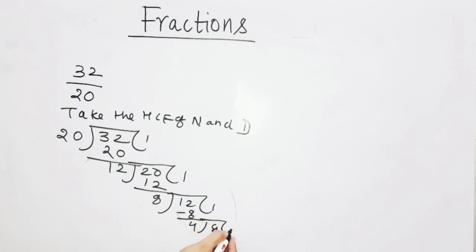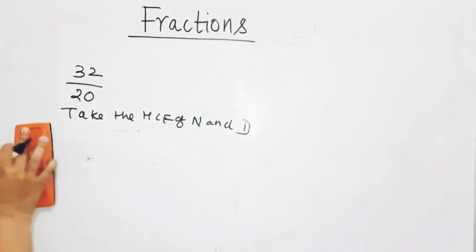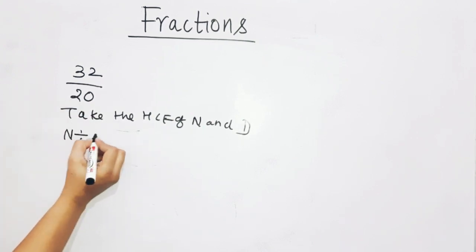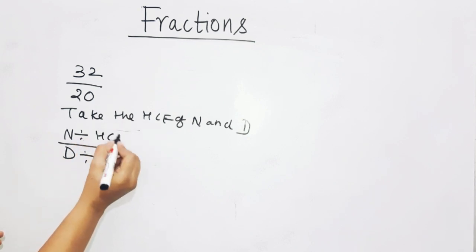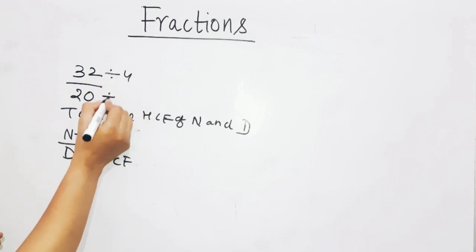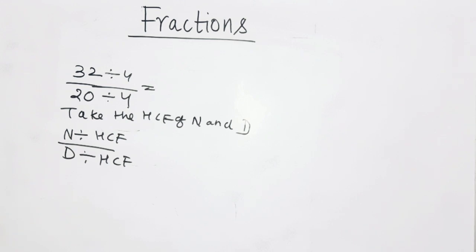What is the HCF students? The HCF of these two numbers is 4. What is the HCF, beta? That is 4. So the HCF of these two numbers is 4. Now what you have to do? Divide the numerator by the HCF and divide the denominator also by the HCF. So what is the HCF of both? The HCF is 4. So I am going to divide both the numerator and the denominator by the HCF.